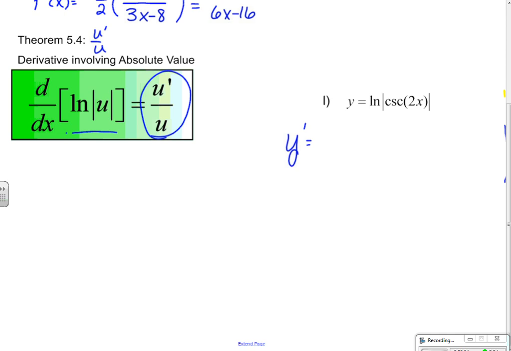Derivative of a natural log, I know this will be u prime over u. This inside is my u. So it's going to go to the bottom, just like it's supposed to. That will be a cosecant of 2x. On top, I need to take the derivative of cosecant of 2x. This would have been like a simple problem or a single problem on that last test that we did. This is going to require a chain rule, indeed.